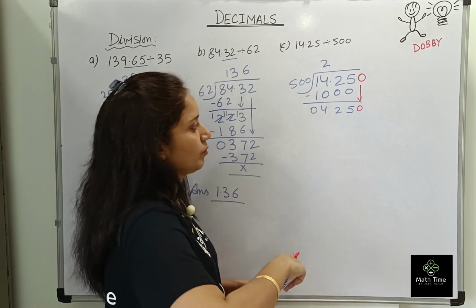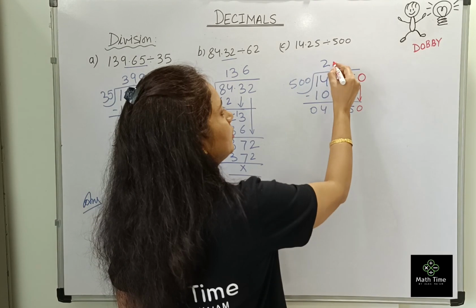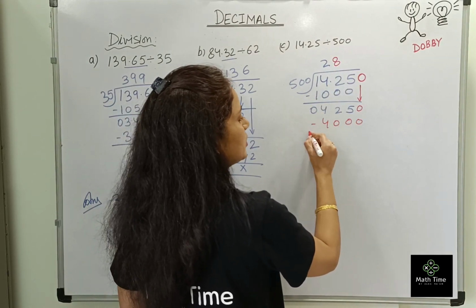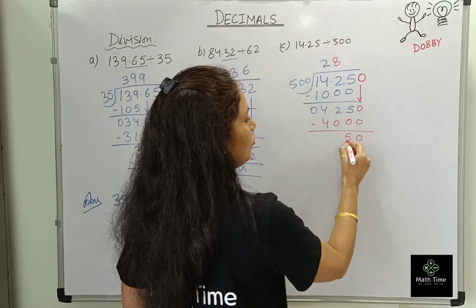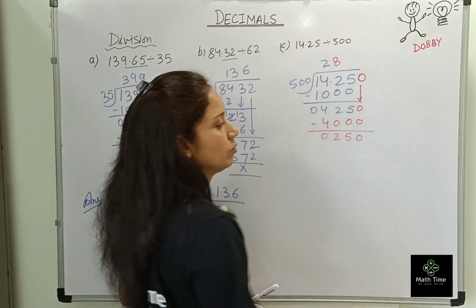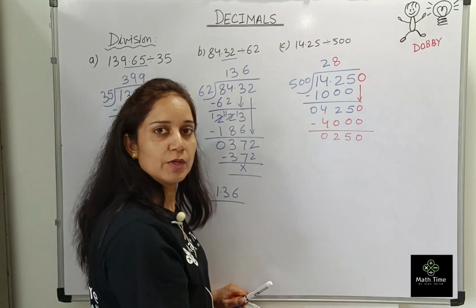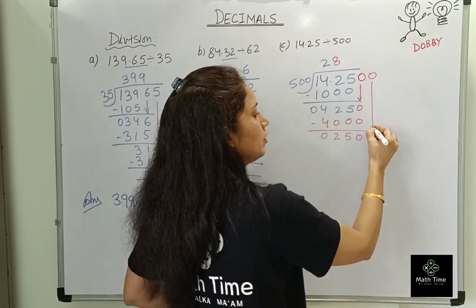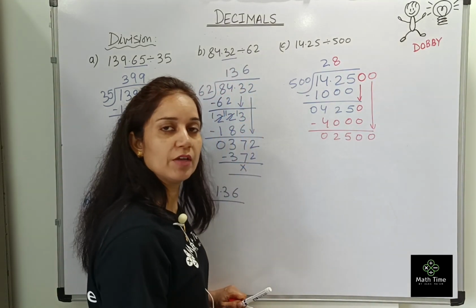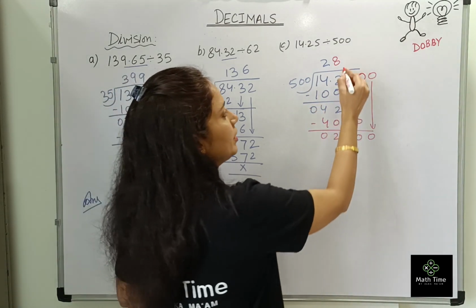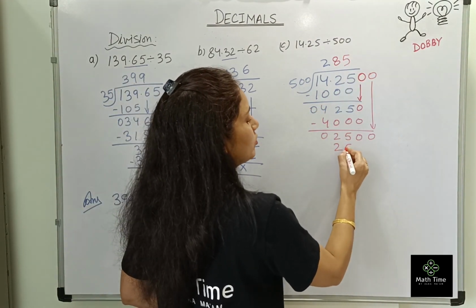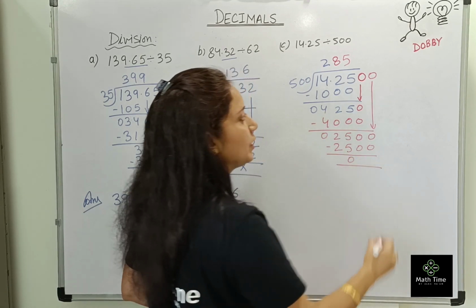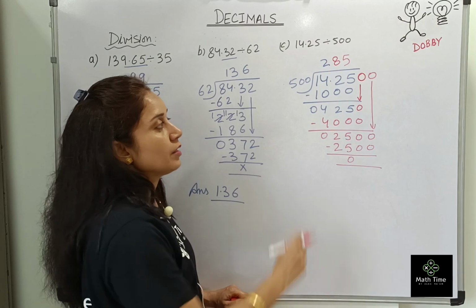Now table of 500. 8 will work. 8 5s are 40 and 2 zeros at the back. Subtract 0, 5, 2, 0. 250 is also not divisible by 500. In this case, we can put one more 0. Equivalent decimal. Put 0. It becomes 2500. Now divide. 500. 5 5s are 2500. 5 5s are 25. 1 0 at the back. Completely divisible now.